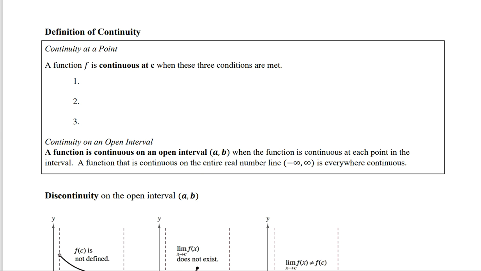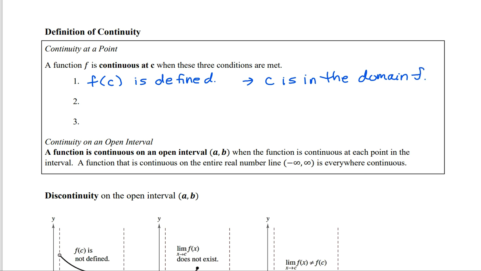Well, we're going to go over to this side and we're going to write it all out. So this is actually the definition of continuity. Continuity at a point. A function f is continuous at c when these three conditions are met. The first condition has to be that f of c is defined. So you actually have to have a point. So you could also state that c is in the domain of f. And just being in the domain means that it produces an output value, a real number output value.